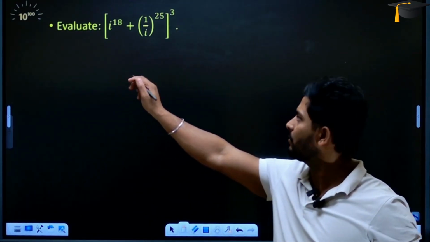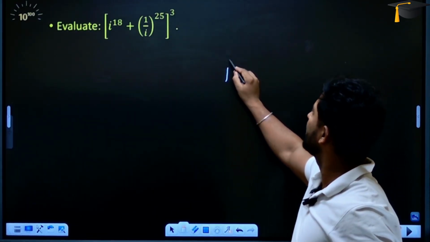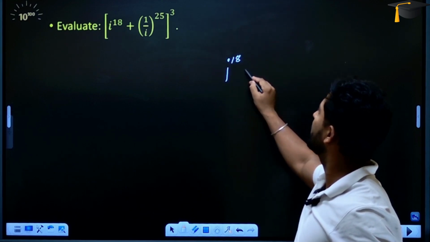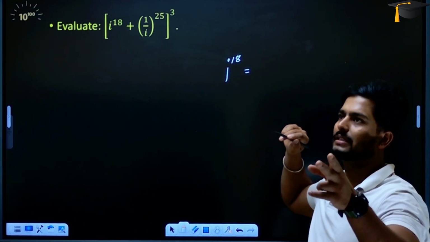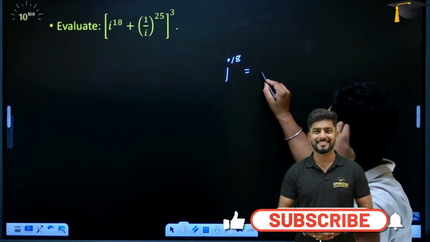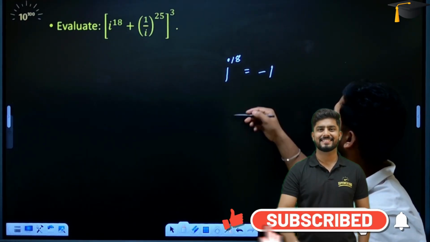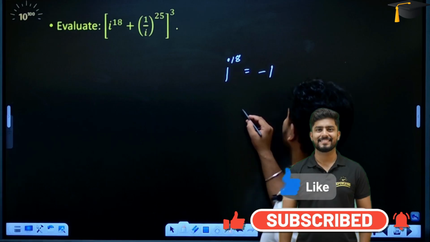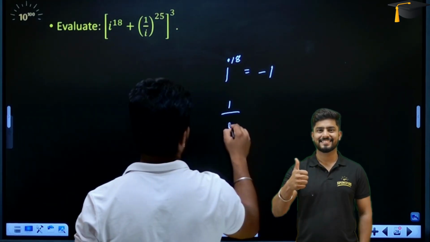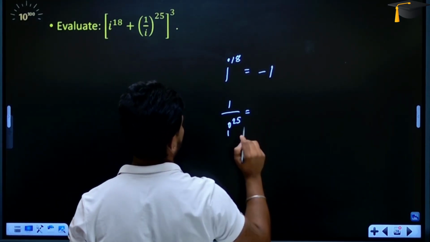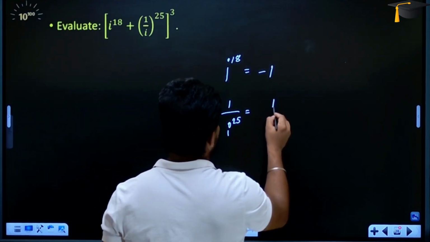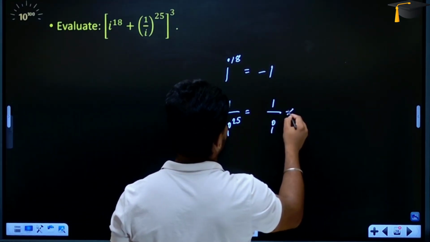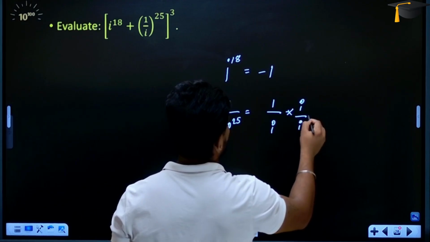This is also similar. 1, i to the power 18. i to the power 16 is 1, i to the power 17 is i, i to the power 18 is minus 1. And 1 by i to the power 25. So what does i to the power 25 become, children? i to the power 24 is 1, i to the power 25 is i. So it becomes 1 by i. 1 by i, once again i and i will multiply, it is minus 1.